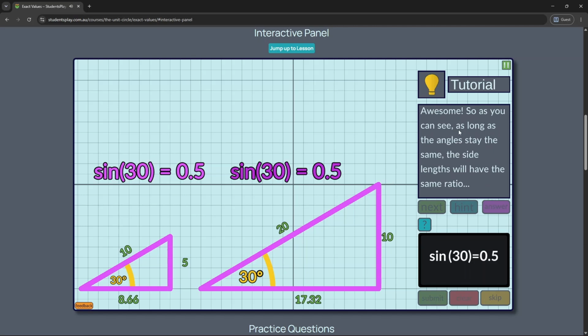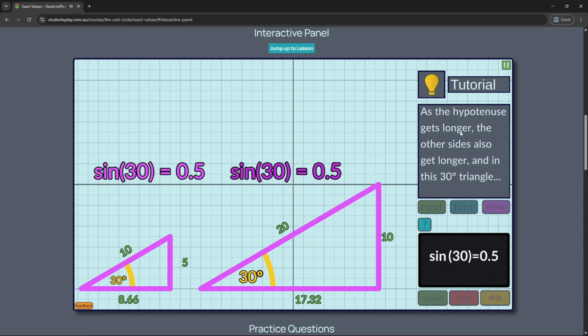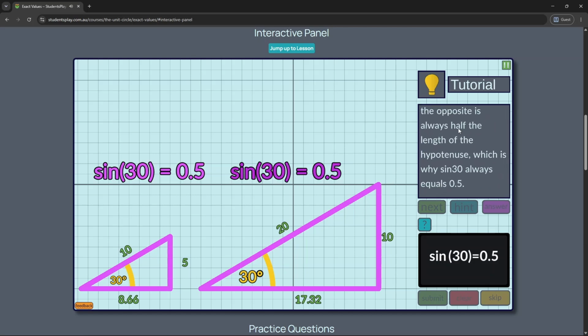Awesome. So as you can see, as long as the angles stay the same, the side lengths will have the same ratio. As the hypotenuse gets longer, the other sides also get longer, and in this 30-degree triangle, the opposite is always half the length of the hypotenuse, which is why sine 30 always equals 0.5.